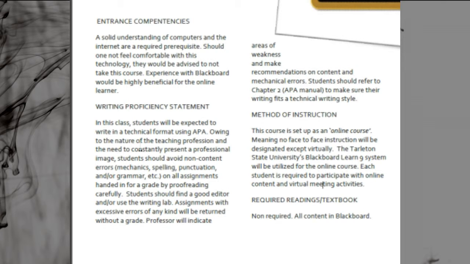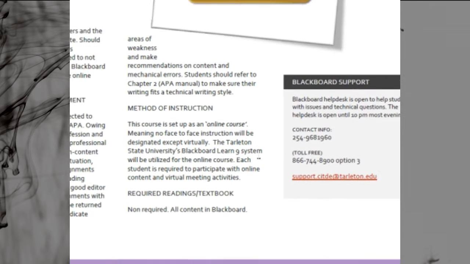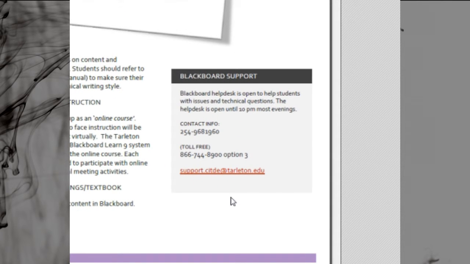You are expected to do a lot of writing in this course, and you're expected to write in a technical format using APA. So if you do not have an APA manual, I highly recommend you get one. It is very beneficial. Whenever you're writing, you'll be expected to avoid mechanical spelling, punctuation, and grammar errors. Make sure you have a proofreader, make sure you proofread yourself, have a good editor, and those kinds of things. If you're not familiar with Blackboard, there is the Blackboard support right here. And as well, you can always contact me.